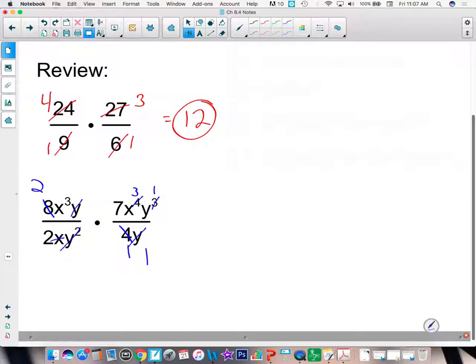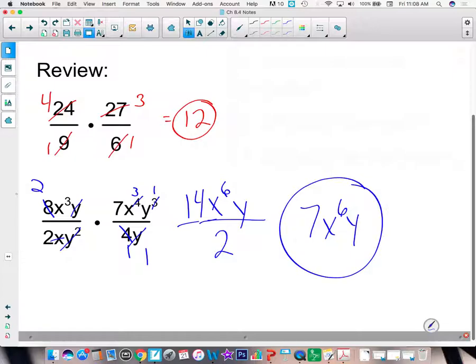Now we just go from left to right. So if we got 2x cubed, so it's 2x to the 6y over, or wait a minute, not 2, it's 14. I missed my 7. That'll be 14x to the 6y over 2. What's the last thing you can do? I can simplify one more time. What's 14 divided by 2? 7. 7x to the 6y. That would be the last answer.